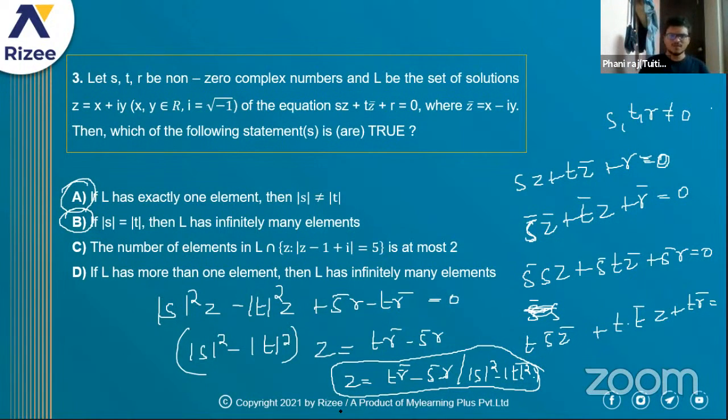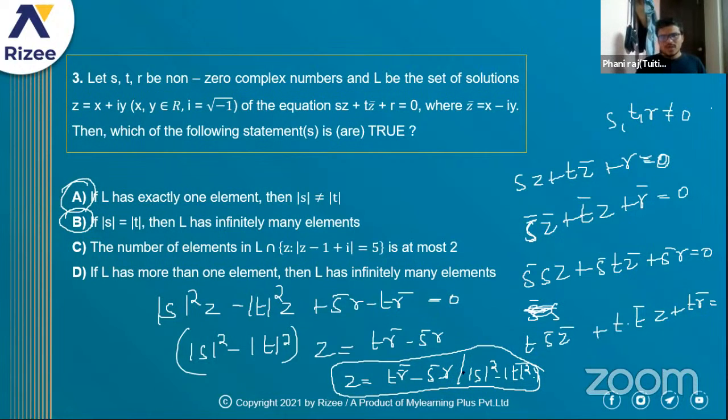Okay. One minute. Let me go geometrically. So z is r bar t minus s bar r by mod s square minus mod t square. First one is definitely correct. Because mod s is not equal to mod t, then it exactly has one element. That is true. Suppose if mod s is equal to mod t, then z should be infinity. If you take the modulus there. Oh, okay. Sorry.